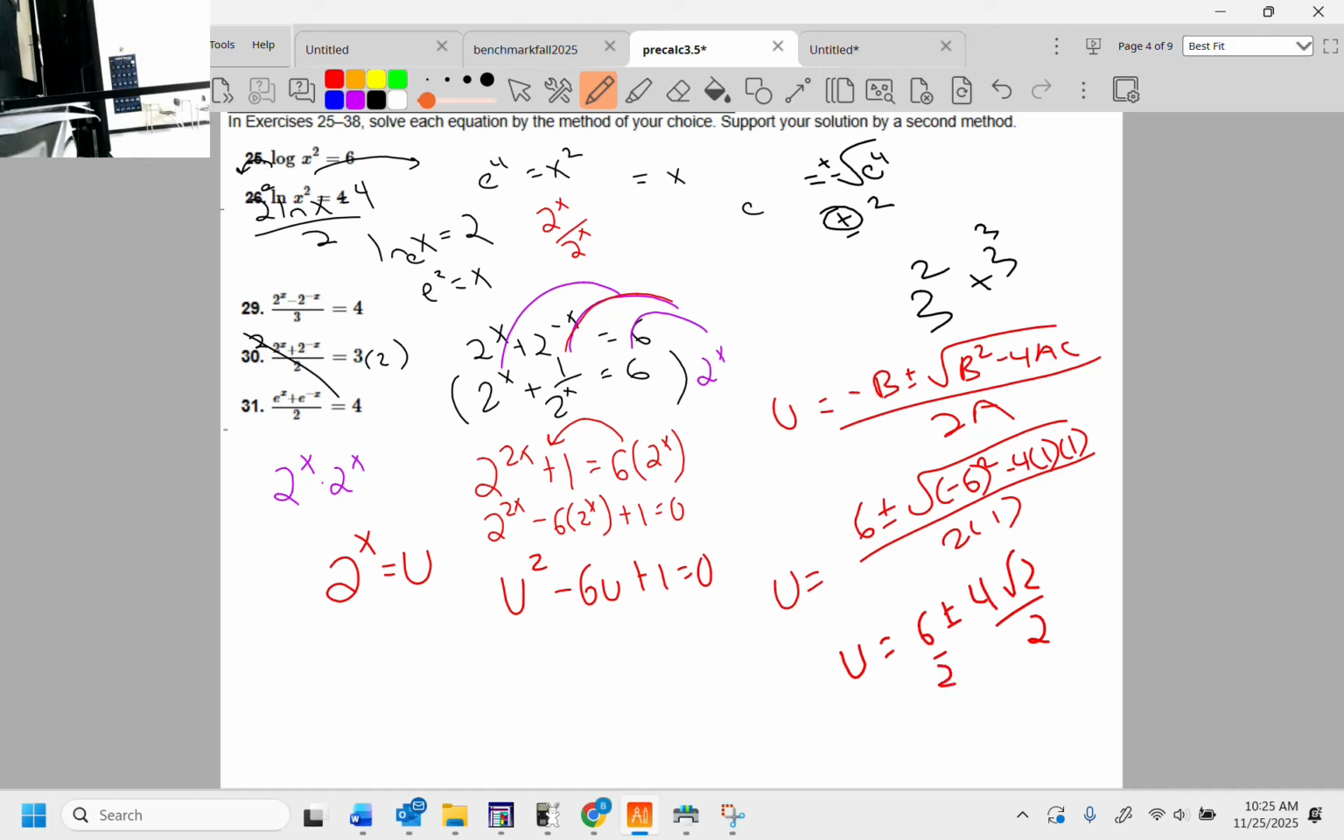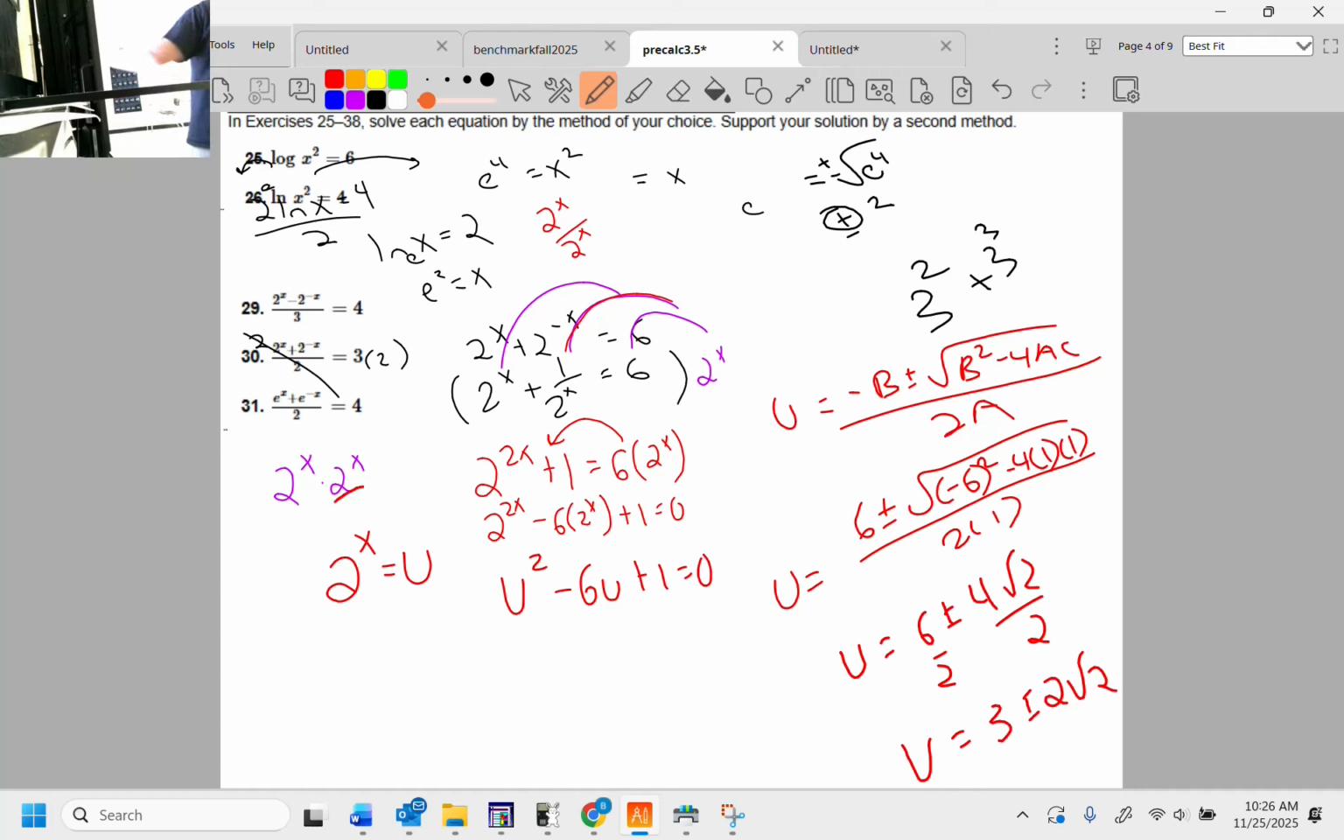Well, it is. You told me it was 32. 32 is 16 times 2. Square root of 16 is 4, so 4 root 2. And then there's some reduction. U is 3 plus or minus 2 root 2. But wait, there's more. That did not tell me what x was. Nope. That told me what u was.